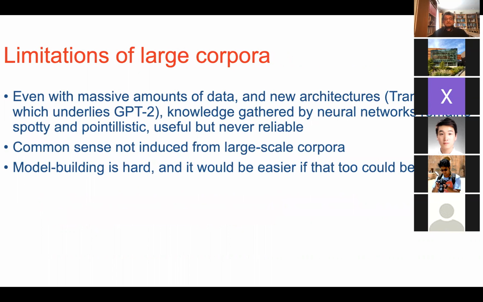Limitations of large corpora. Even with massive amounts of data and new architectures, transformers which underlie GPT-2, the knowledge gathered by neural networks is spotty and pointillistic, useful but never reliable. So it does well, but can get thrown off by slightly unusual input, and you can't possibly train on everything. Common sense is not induced from large-scale corpora. When you have these large amounts of text, you're not extracting common sense out of it. Model building is hard, and it would be easier if the two could be brought together, right?